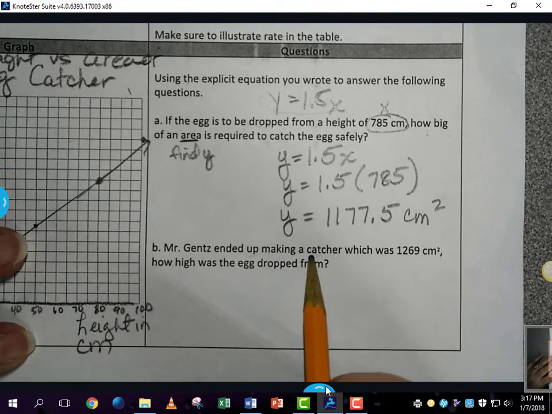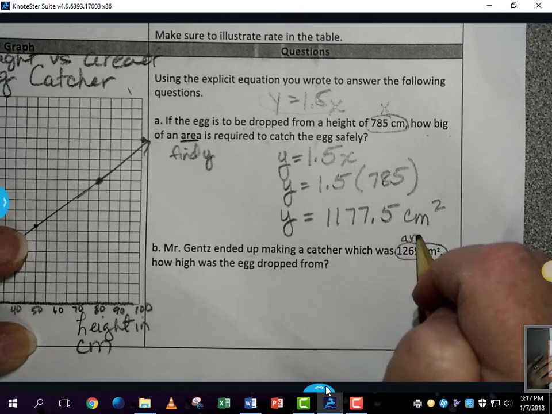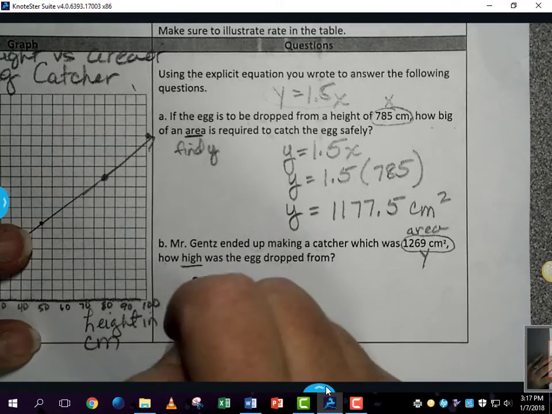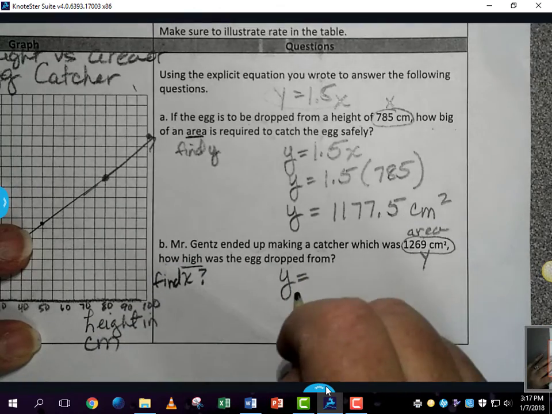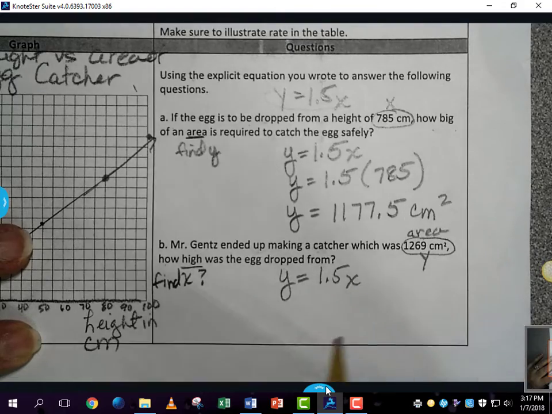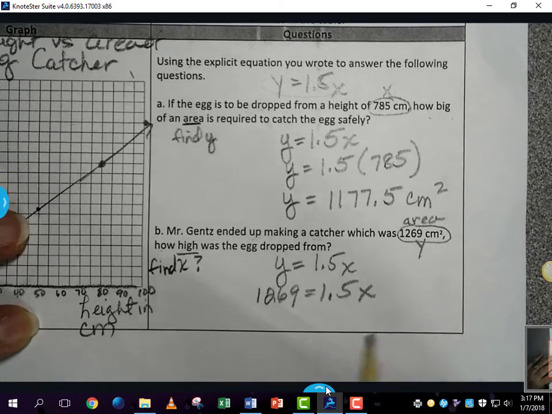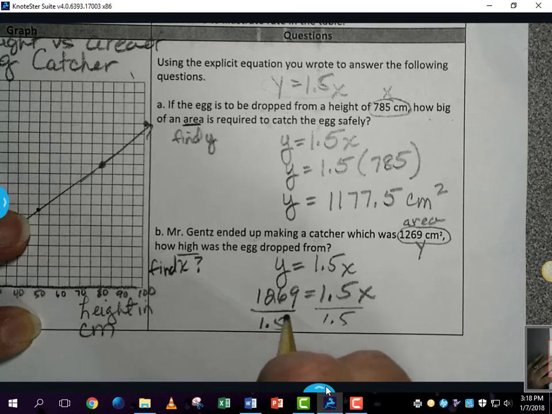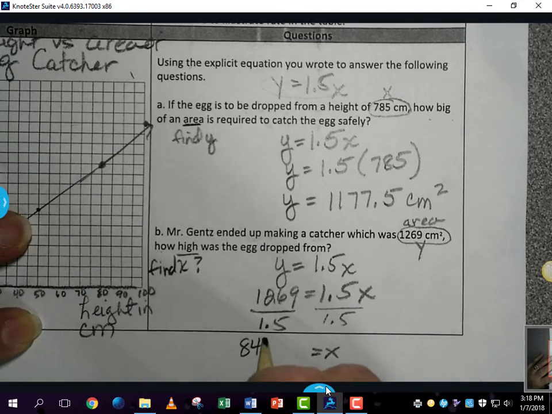Mr. Gintz ends up making a catcher which is 1,269 centimeters squared. This is the area. They're giving us y. How high was the egg dropped from? They're asking for x. They ask us to find x. So starting with the explicit equation, y equals 1.5x. This time they give us an area. Now we solve for x. 1,269 divided by 1.5 is 846, and don't forget units.